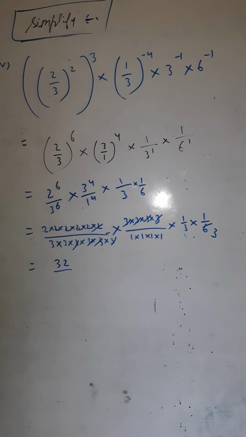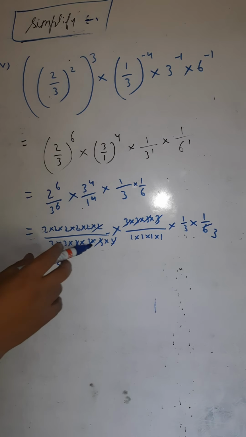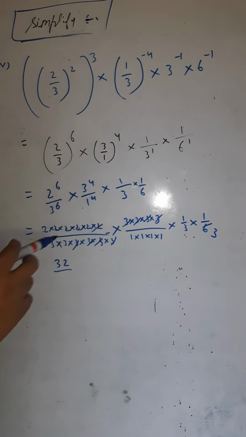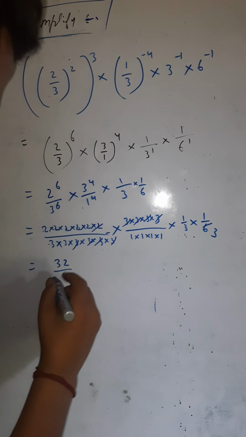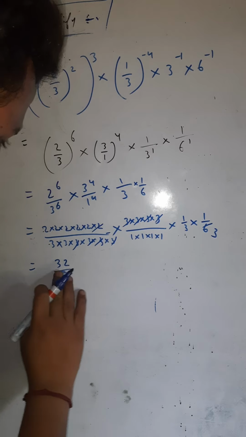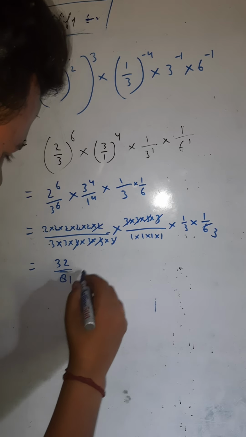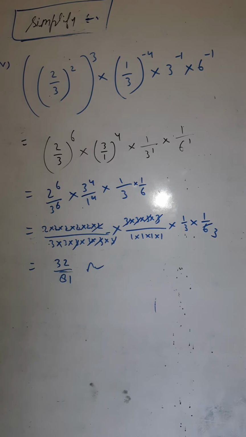And downside, how much would be there? 3 threes are 9. Only 1 is there, you can leave it. 3 threes are 9, 9 threes are 27, and 27 threes are 81. So this would be the required answer. We have got our answer. It would be 32 by 81. Just note it down.